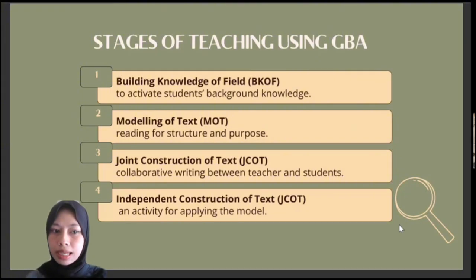The students read or listen to a model text, and together with the teacher, they analyze its purpose, structure, and language use. Third, joint construction of text or JCOT. After understanding the model, the class works together to write a similar text, and the teacher guides the process and supports students in choosing the right words and sentence patterns. And finally, the last stage is independent construction of text, or ICOT. In this stage, students write their own text individually. They apply what they learned from the previous steps to produce a complete and meaningful text.